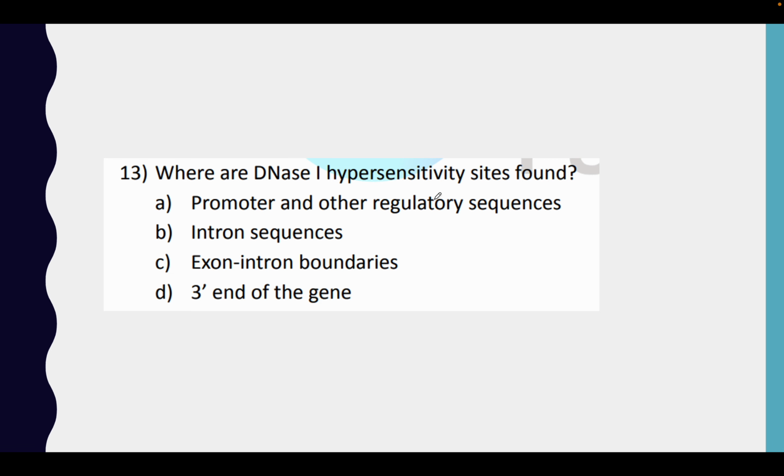Where are DNase I hypersensitivity sites found? Promoter and other regulatory sequences, intron sequences, exon-intron boundaries, or the 3' end of the gene.